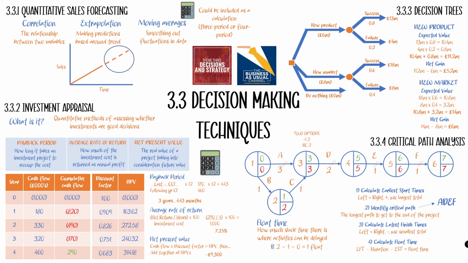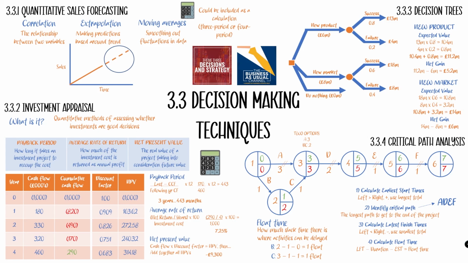So B, the latest finish time is 2. That's at the finish of B, so that node 2 red number. So 2 minus 1 minus 0. 2 is the latest finish time, 1 is the duration, 0 is the start time at the start of B. 2 minus 1 minus 0 equals 1 float. That means there's 1 week of float time. So B could be delayed by a week, and that would be absolutely fine. That wouldn't affect the long-term deadline of the project. C also has a float time of 1: 3 minus 1 minus 1 equals 1 float time.